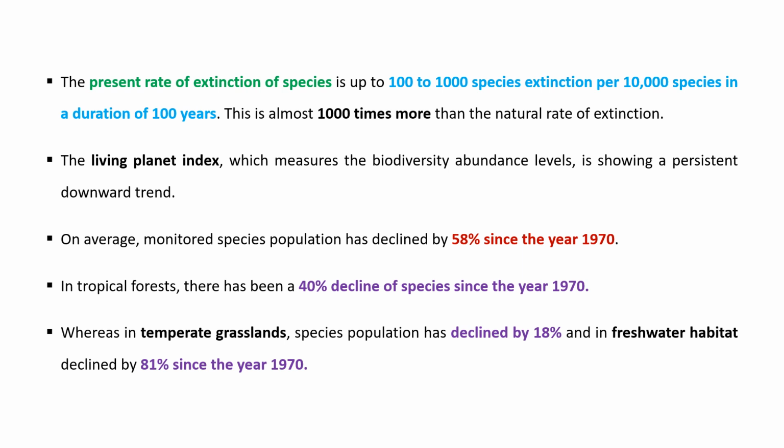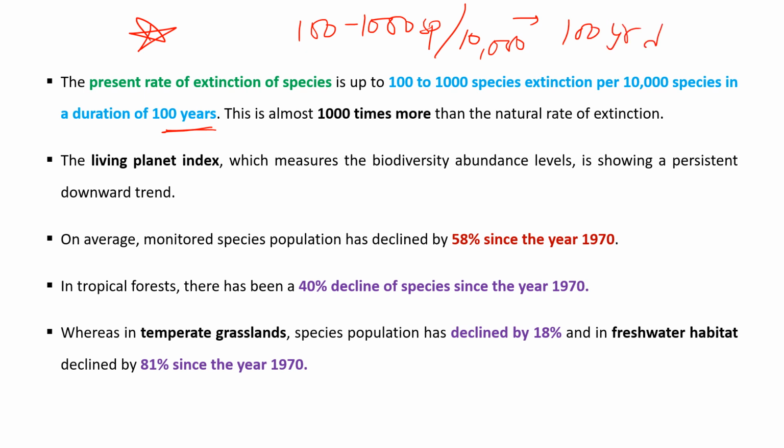So, what is the present rate of species extinction? So, it is up to 100 to 1000 species extinct per 10,000 species in a duration of 100 years. So, this is the extinction rate of the species, 100 to 1000 species per 10,000 species. Out of 10,000 species in how many times? 100-year duration. So this is almost 1000 times more than the natural rate of extinction.